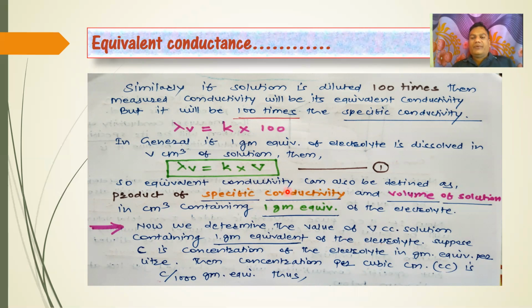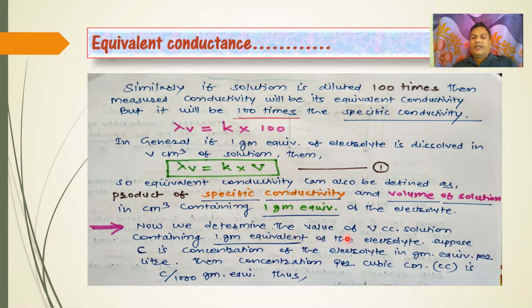So equivalent conductivity can also be defined as the product of specific conductivity and volume of solution which contains, so this word is important, which contains 1 gram equivalent of electrolyte. So this is the complete definition for equivalent conductance.